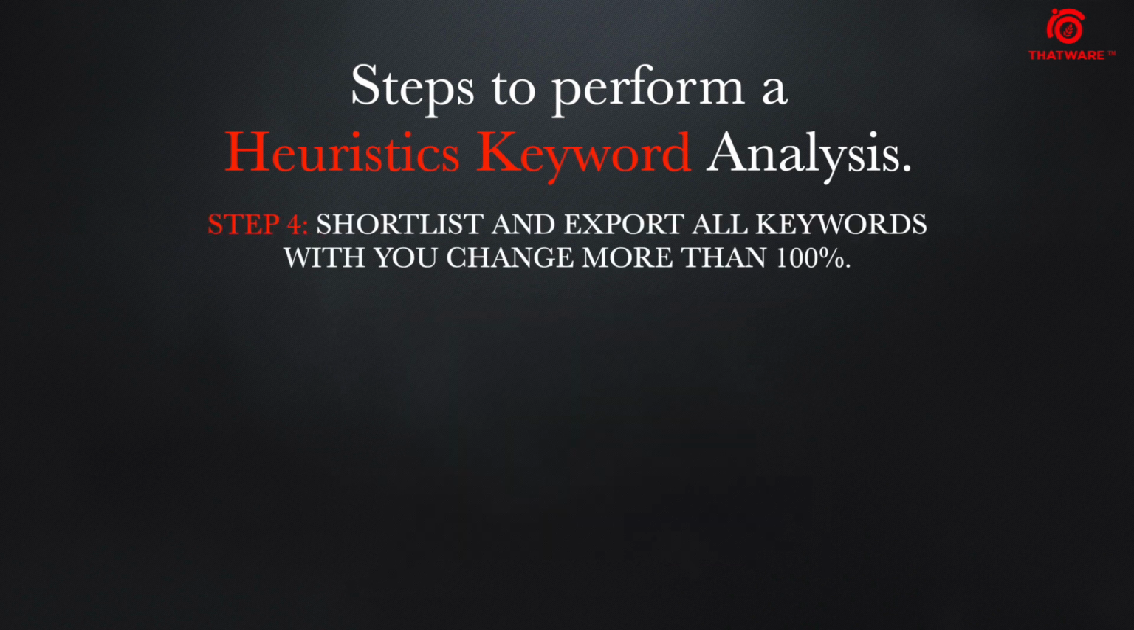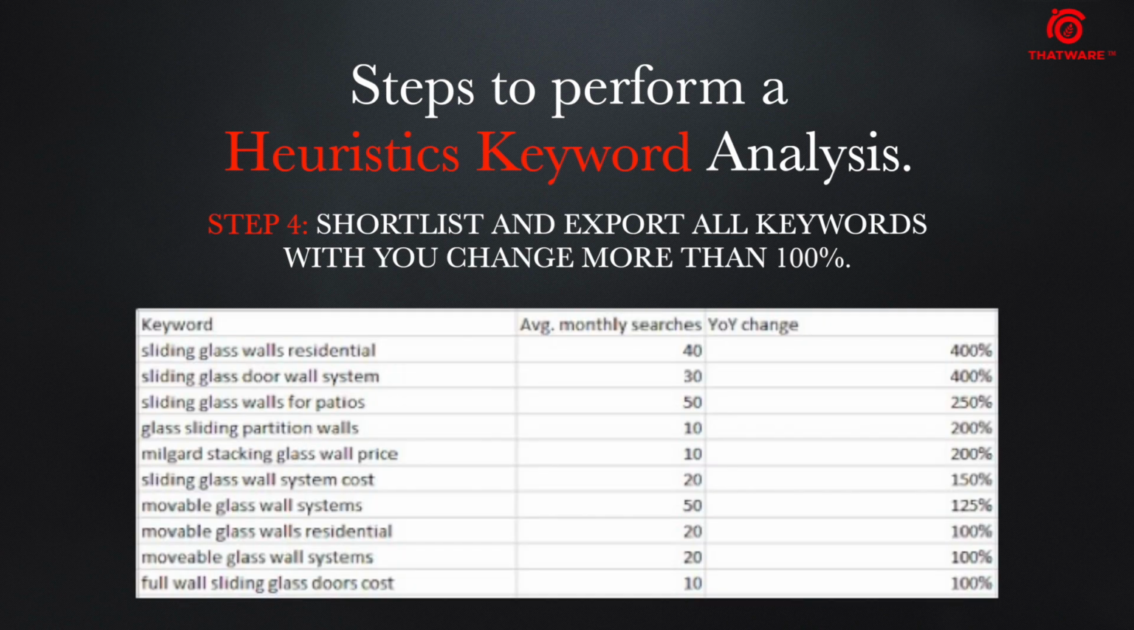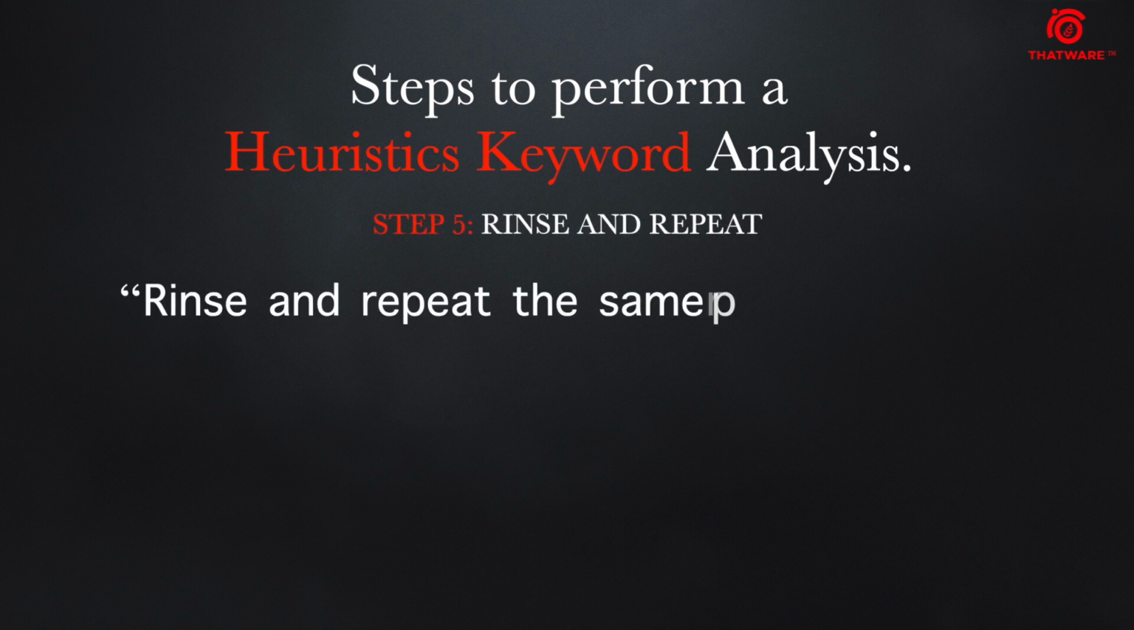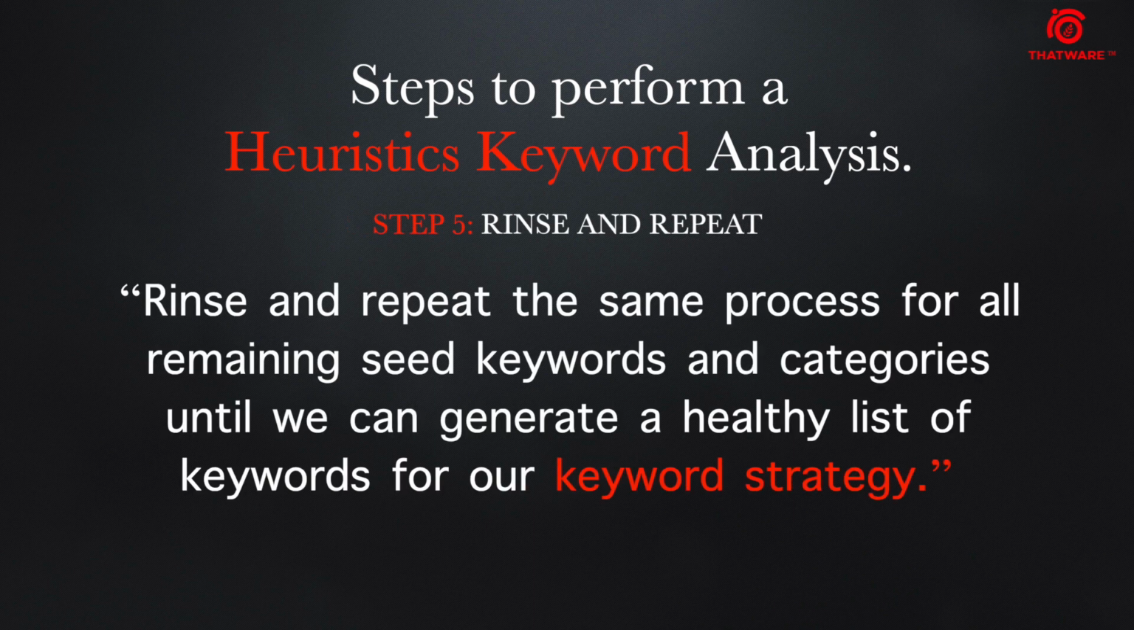Then you need to shortlist and export all the keywords with more than 100% YOY change. As you can see, we have included keywords like sliding glass walls residential, sliding glass wall systems, sliding glass walls for patios, and these all have YOY changes of 400%, 200%, 250%. So any keyword with more than 100% change, export them in a list and then rinse and repeat.